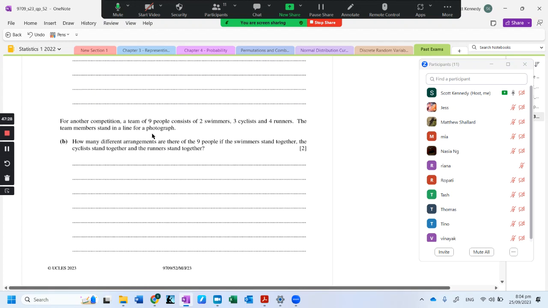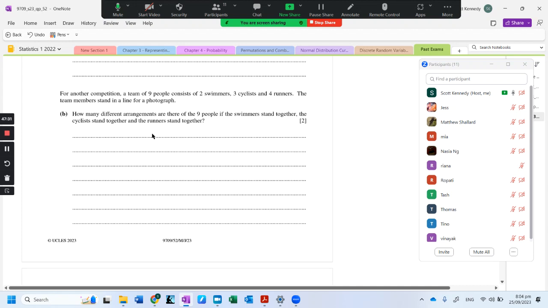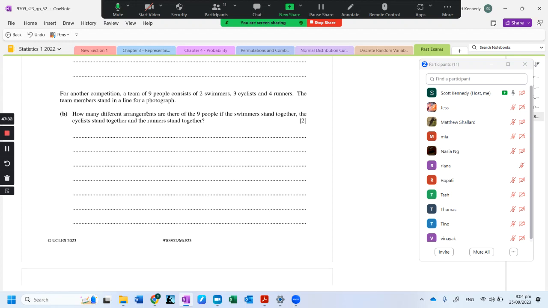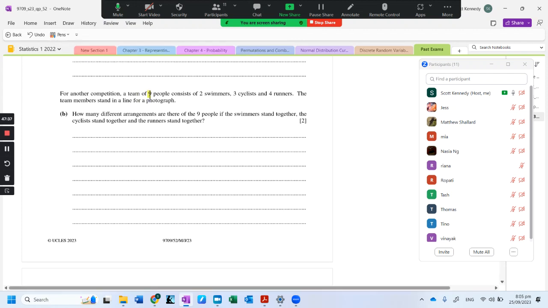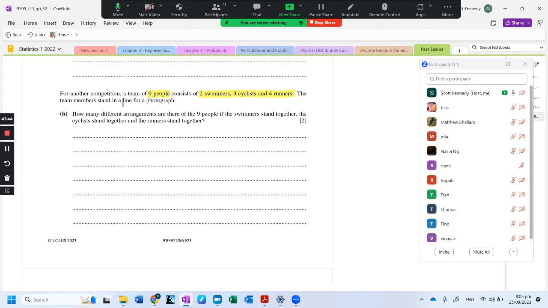What else have we got here? For another competition, the team of 9 people consists of 2 swimmers, 3 cyclists, and 4 runners, and the team members stand in a line for a photograph. Of course they do. How many different arrangements are there?